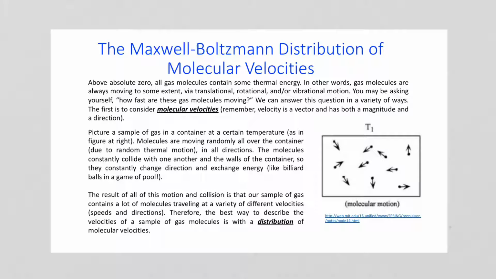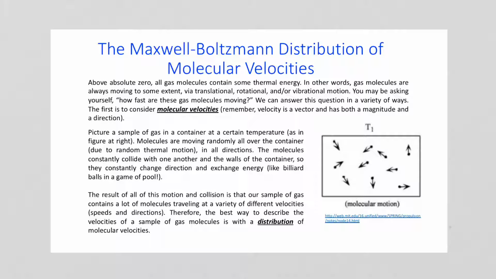So the first thing we want to do is picture our sample of gas. We can picture this scenario depicted over here in this figure, where we have some gas molecules that are moving around in our container, bouncing off of the container walls, bouncing off of each other, and they're moving randomly all over the container, again due to that random thermal motion. They're moving in all directions, our X, Y, and Z planes, and when they collide with each other, they may change their direction, and when they collide with the walls, they may change their direction again and exchange energy.